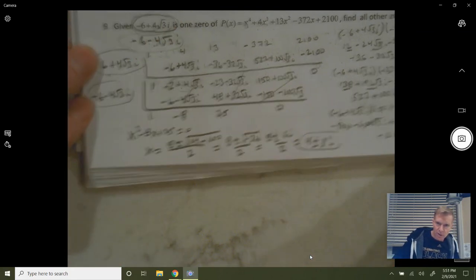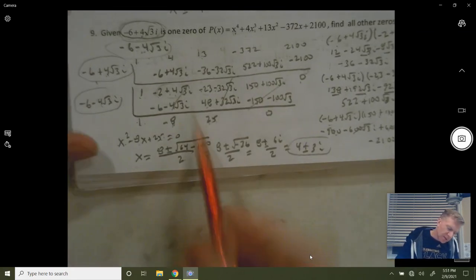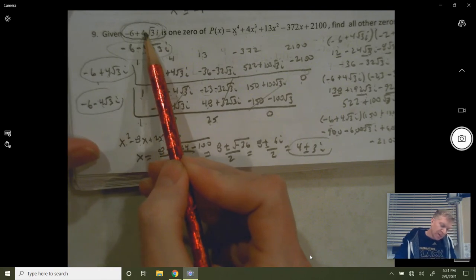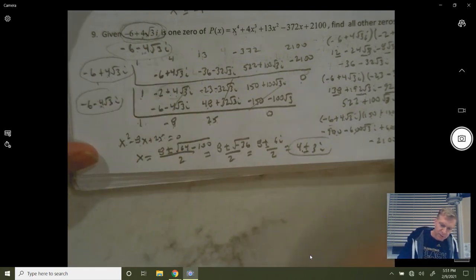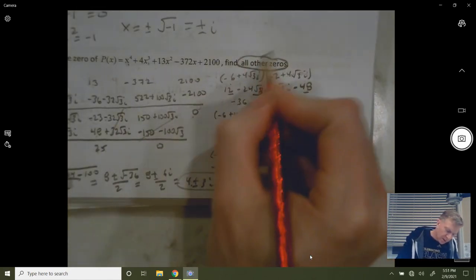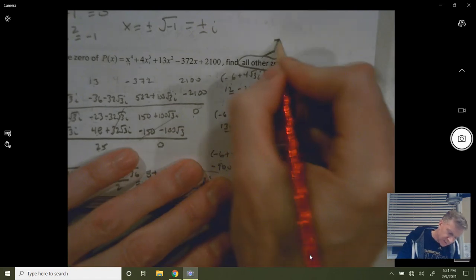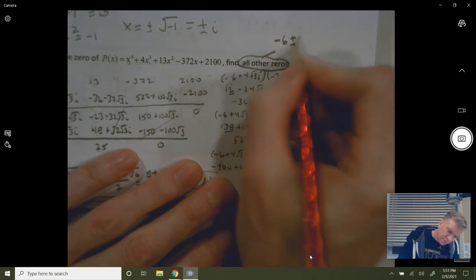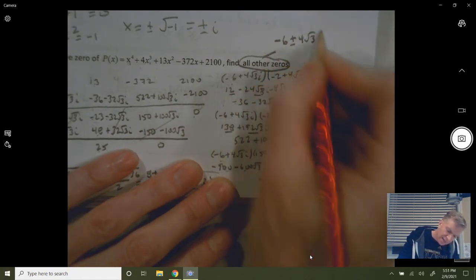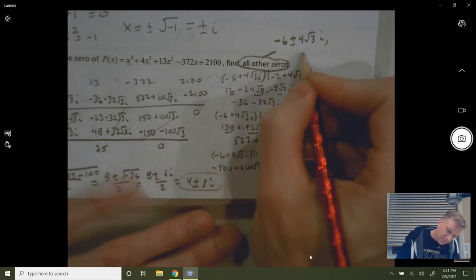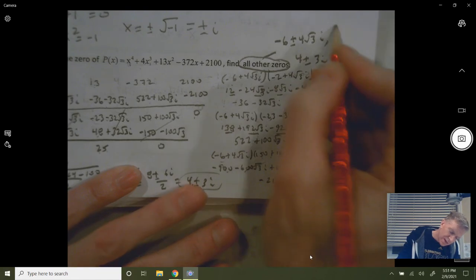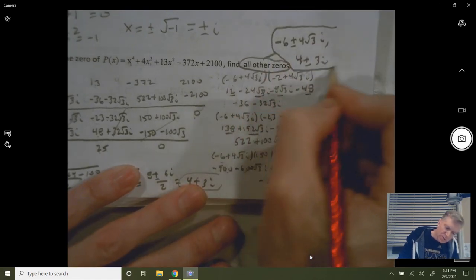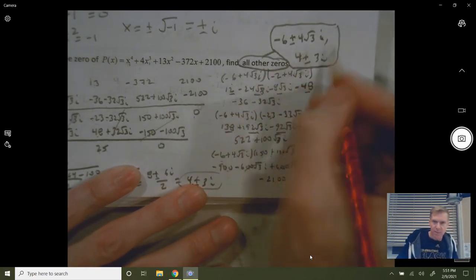Let's put all our answers together. So this was one solution, this one, and these two. So let's find all other zeros. I'm going to put the answer over here. All our zeros, we've got negative 6 plus or minus 4 rad 3i, comma. We've got 4 plus or minus 3i. So we've got 4 solutions, and all 4 solutions are complex or have an imaginary part.